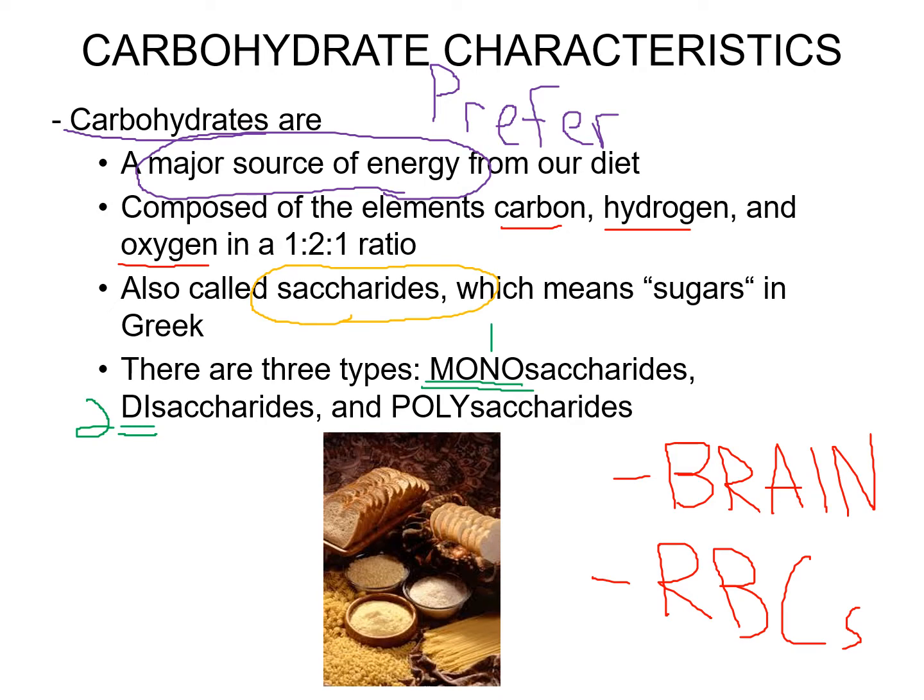And then last but not least, if we put a whole bunch of sugars together, we get something called a polysaccharide. And that's just 3 or more. It can be 3, it can be 30, it can be 1,400. It doesn't matter. As long as it's more than 2, we're going to refer to that as a polysaccharide.